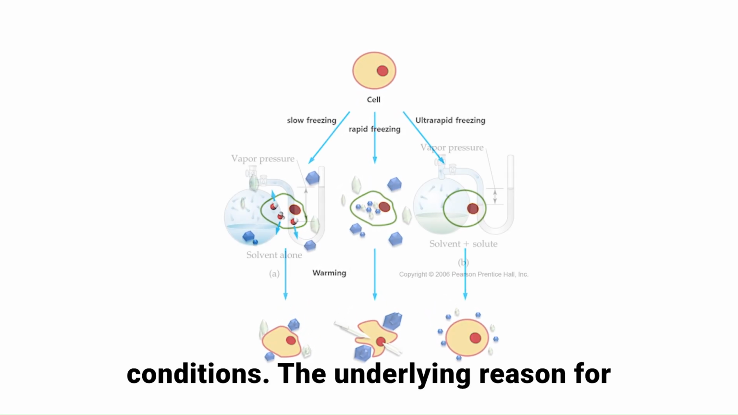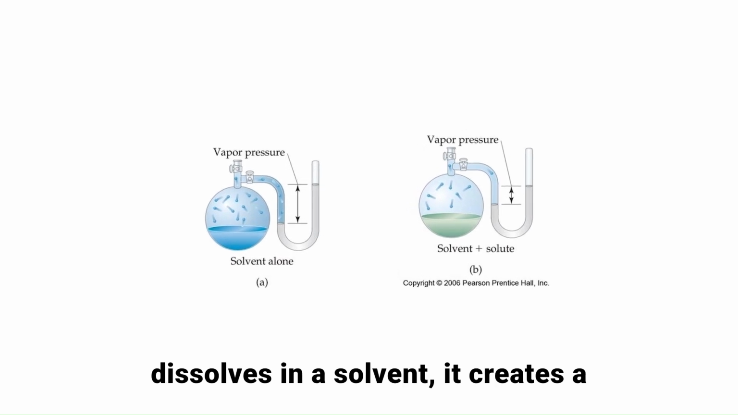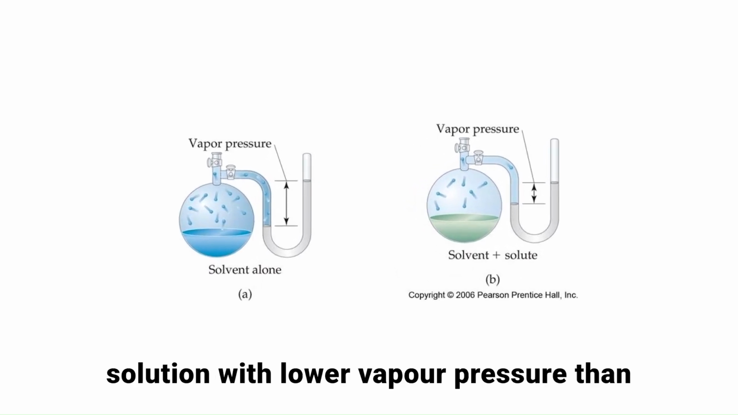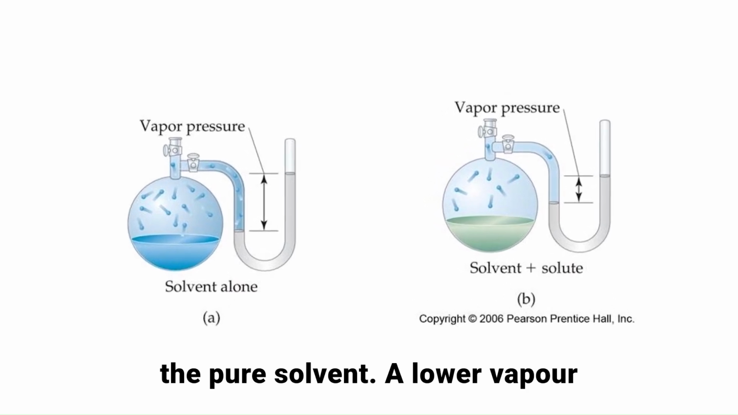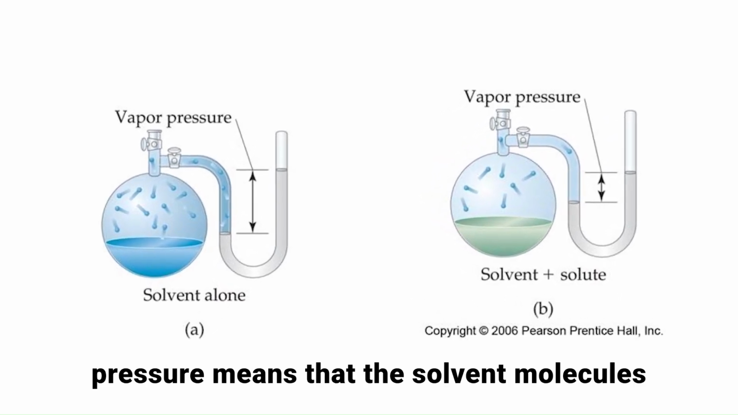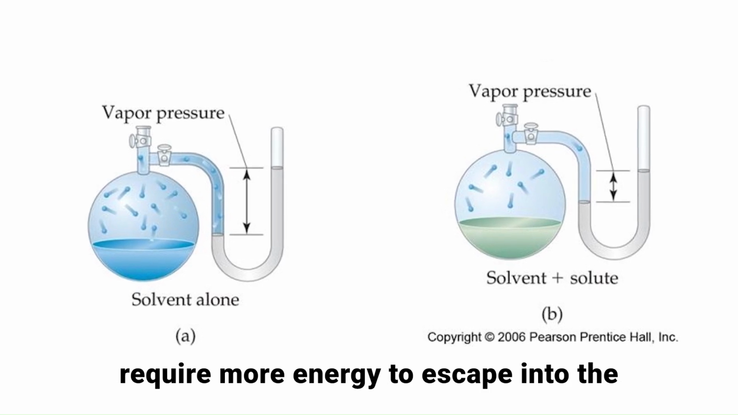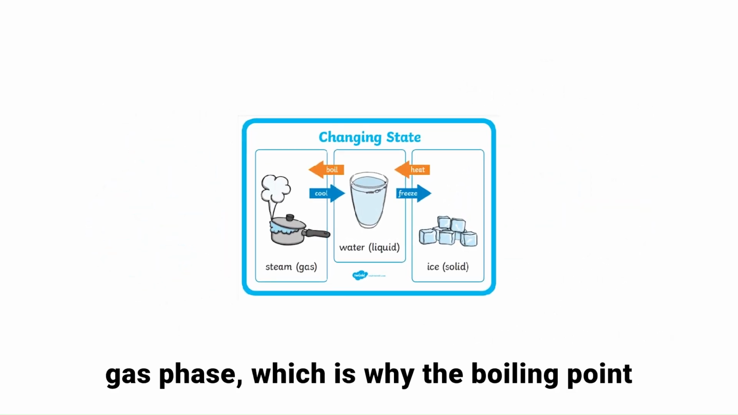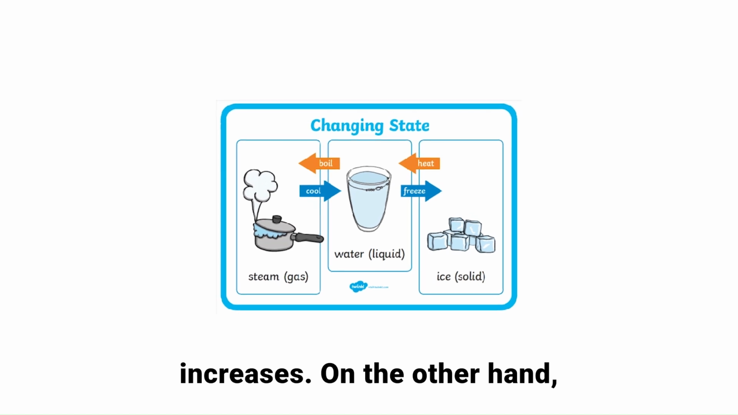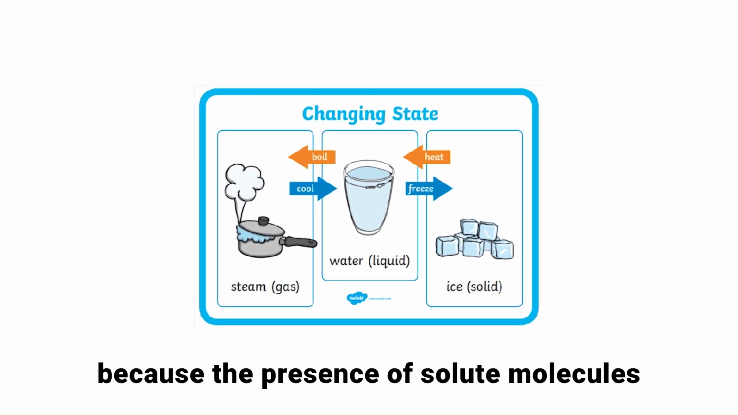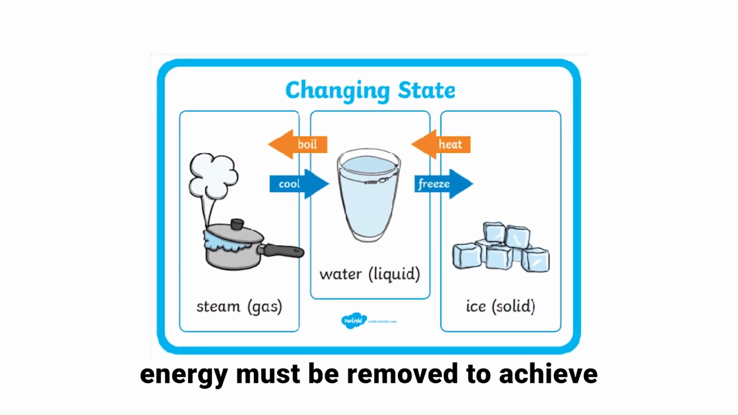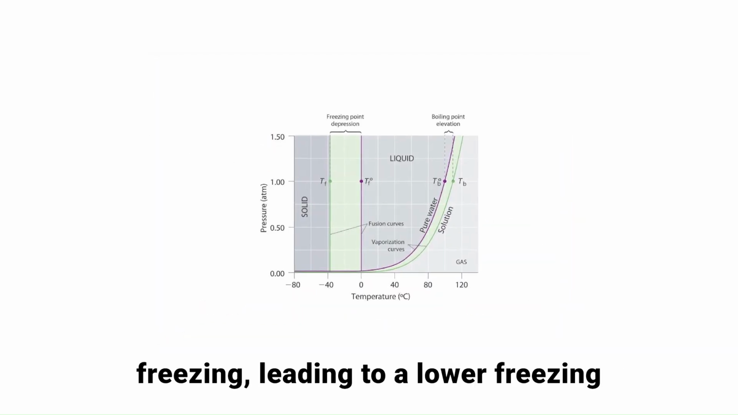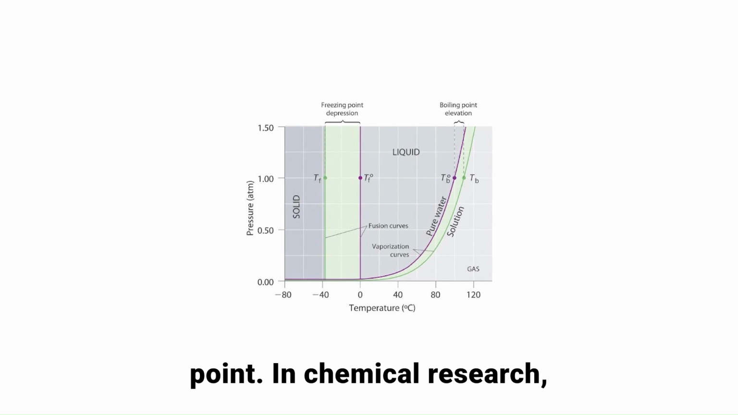The underlying reason for these effects is that when a solute dissolves in a solvent, it creates a solution with lower vapor pressure than the pure solvent. A lower vapor pressure means that the solvent molecules require more energy to escape into the gas phase, which is why the boiling point increases. On the other hand, because the presence of solute molecules disrupts the solidification process, more energy must be removed to achieve freezing, leading to a lower freezing point.